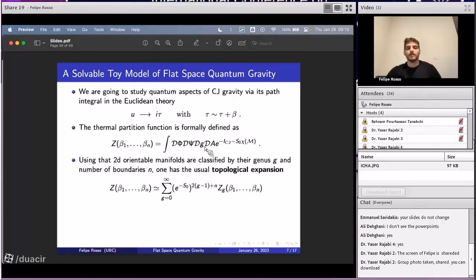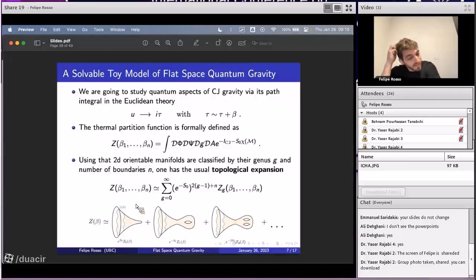Now, in two-dimensional theories, we can leverage the fact that two-dimensional orientable manifolds are classified only by the number of boundaries and their topology, and their genus, sorry. In such a way that this partition function, this formal expression that we have over here, we can actually expand it in terms of the genus of the different surfaces, okay? Using that we have this Euler character multiplied by S naught. So essentially this is an expansion of the partition function weighted by e to the minus S naught.